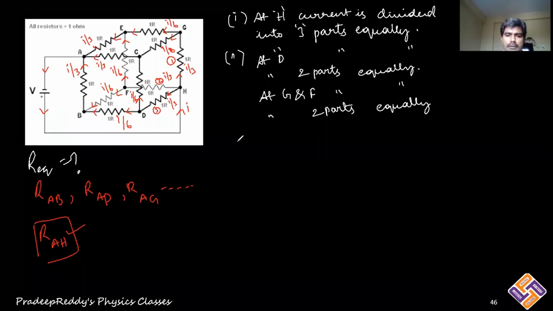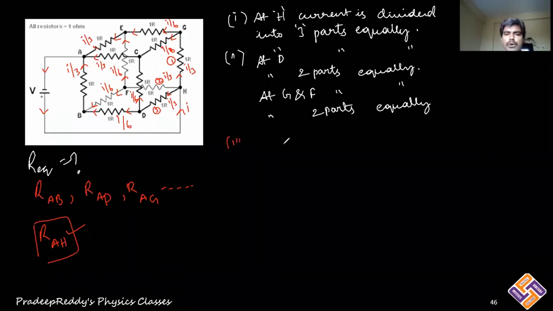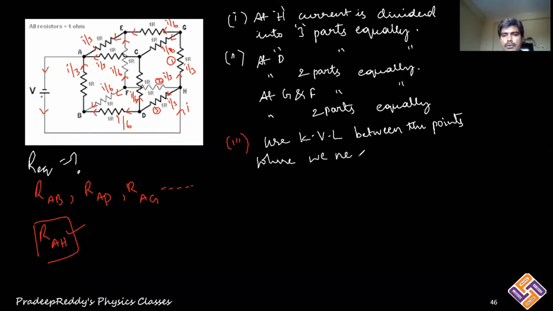Now come to number 3. So after division of current, what you need to do? Use Kirchhoff voltage law between the points where we need to find R equivalent. So take a proper path. In this problem, as you are supposed to find the effective resistance between A and H, you can take any one path. I'll mark that path with blue ink.